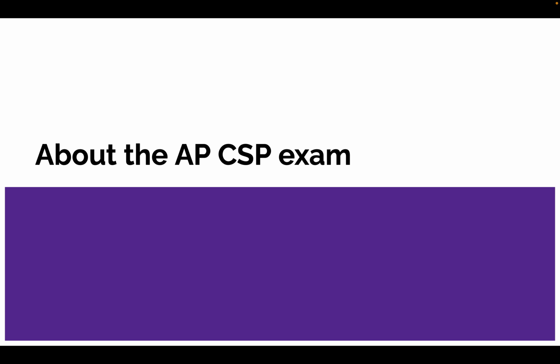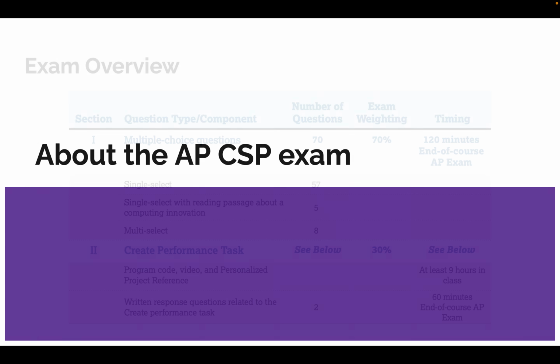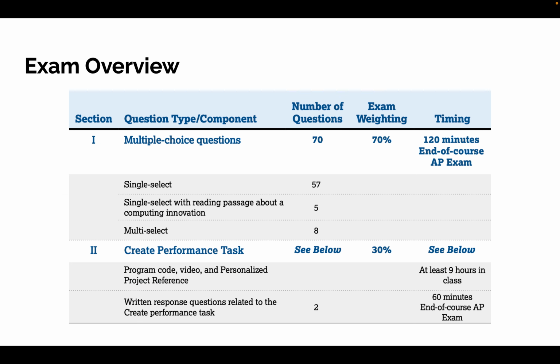Now let's take a look at the exam. The AP exam itself, in most cases, is taken in May at the end of the academic year. It is divided into two sections. Section 1 is a multiple choice test made up of 70 multiple choice questions, and that comprises 70% of your AP exam score, and you're given 2 hours on exam day to complete it.